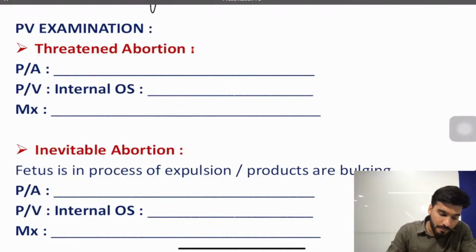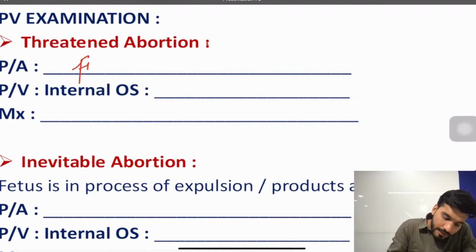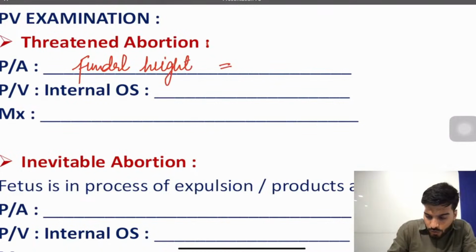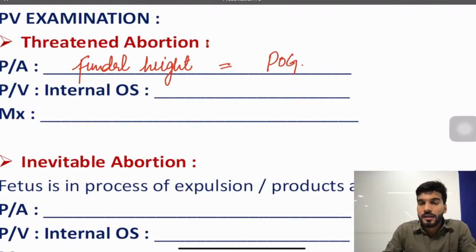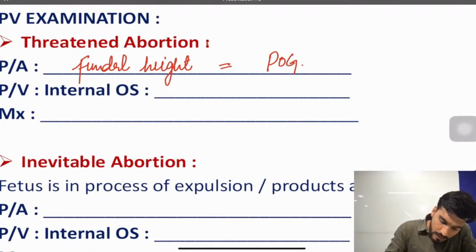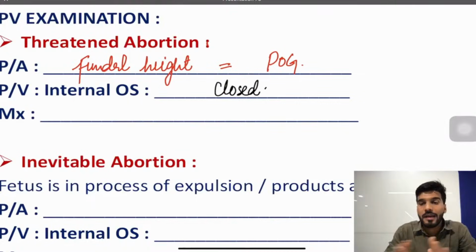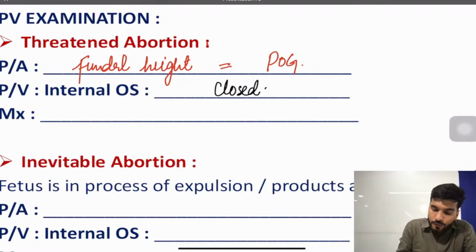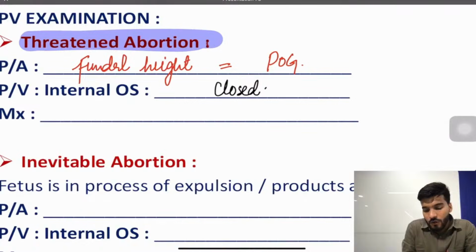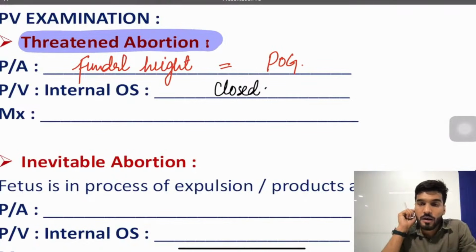Now on per abdominal examination, when you see that the fundal height, or the height of the uterus, is equal to the period of gestation, this is called threatened abortion. When the fundal height corresponds to the period of gestation and on per vaginal examination the internal os is closed, nothing has happened. The door is closed. This is a classical case of a threatened abortion.